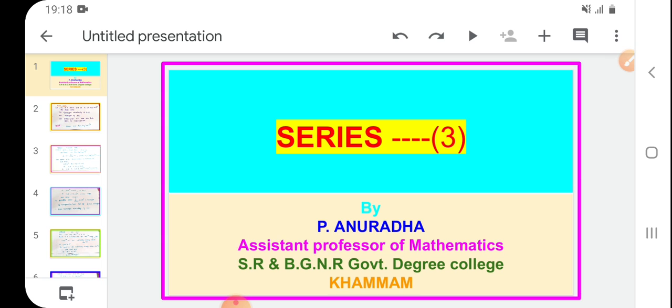The given series is of the form summation 1 by n power p. If p is greater than 1, then the series is convergent. If p is less than or equal to 1, the series is divergent. These are the three methods to find whether the given series is convergent or not. Yesterday in the previous video we discussed them. In this video we discuss some more methods.